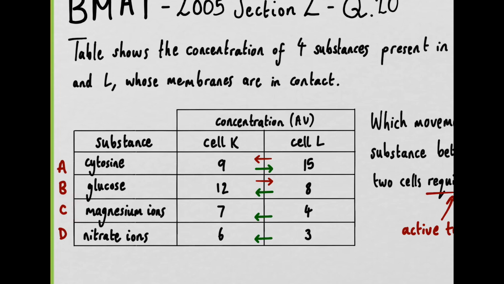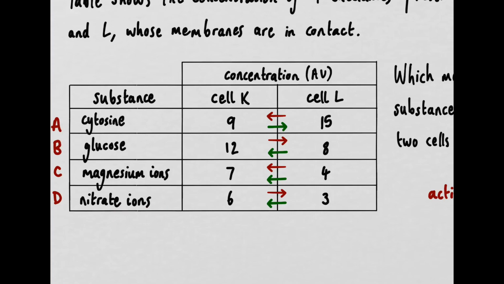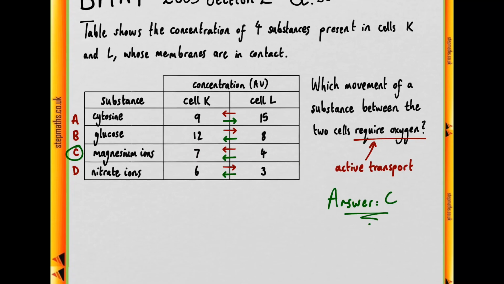Moving on to statement C, this describes the movement of magnesium ions from cell L to cell K. So this would be the movement described in the statement which does coincide with active transport. However, in the case of nitrate, it describes again movement from cell K to L, which goes against active transport. So our answer is option C, since both the arrows that we described, our theoretical active transport direction and the statement, happen to coincide. So our answer is going to be option C.